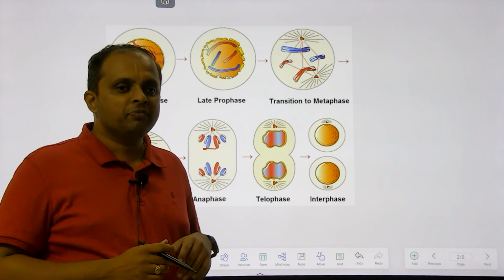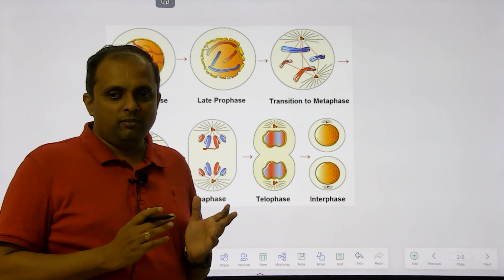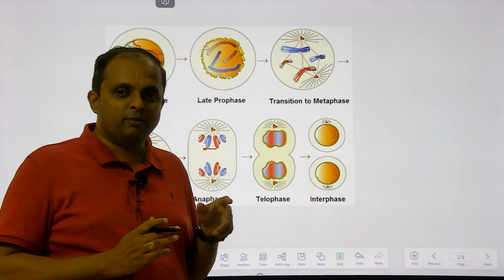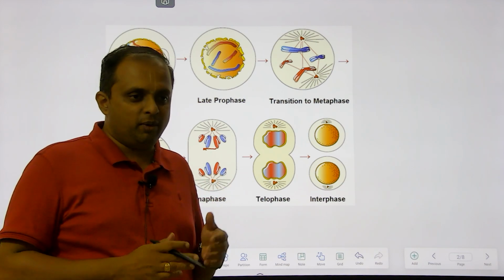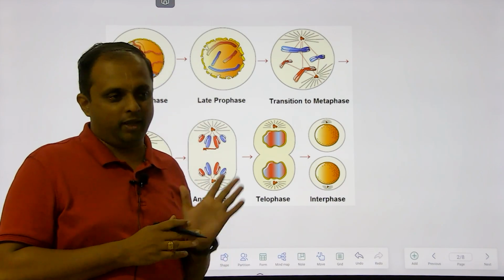So here there is going to be a split of chromosomes. If there are 23 chromosomes, it should become 46. Or if there are 10 chromosomes, it should become 20, because there is a split in the centromere.